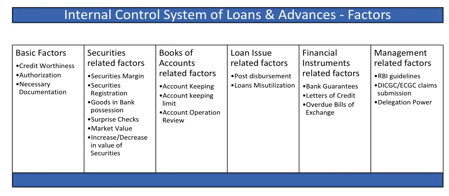And the second one, what do we have to do with the Deposit Insurance and Credit Guarantee Corporation? So we have to submit the claims to them on time. So there is another Credit Guarantee Corporation which is called the Exports and Credit Guarantee Corporation. So to them as well, the claims will be submitted and it has to be done on time. And the third one is about the top management, the controller, the head office.